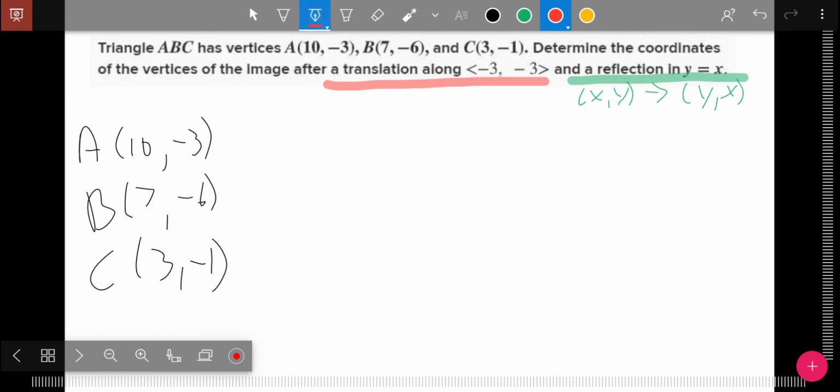And so the first thing we're going to do is the translation. So (10, -3): 10 minus 3 is 7. Negative 3 minus 3 is negative 6. And then the last thing we're going to do is the rule here for reflection. And so (-6, 7) is my new A.